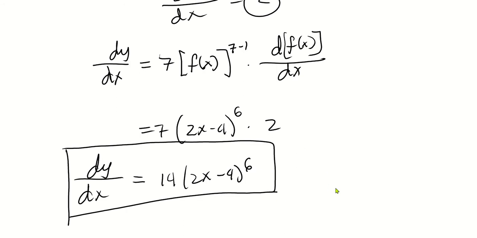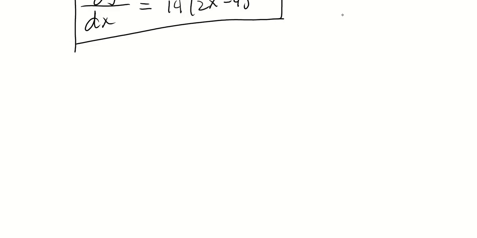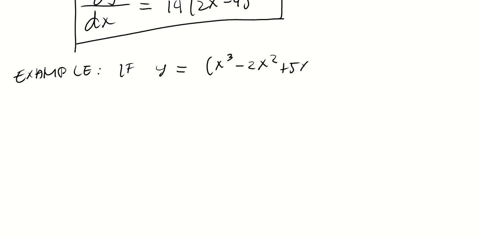More example. In this example, if y is equal to x cubed minus 2x squared plus 5x plus 3, all squared, determine dy dx.